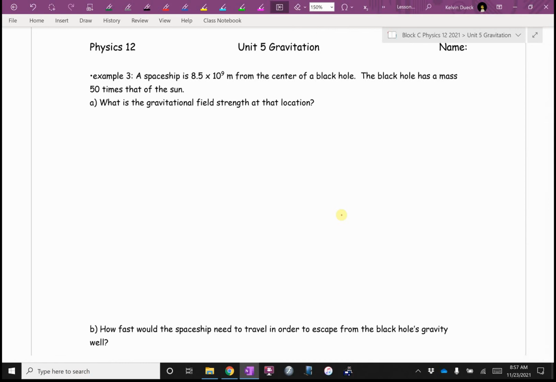A spaceship is 8.5 times 10 to the 9th meters from the center of a black hole. The black hole has a mass of 50 times that of the sun. What's the gravitational field strength? I like question A. Question A is a nice question.